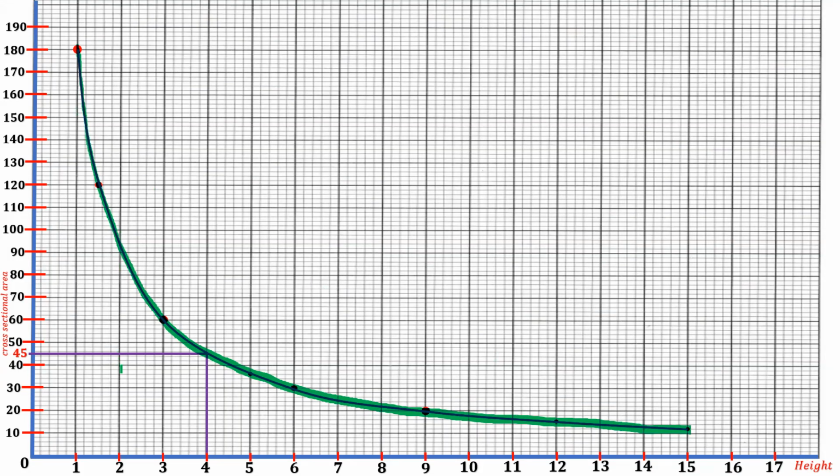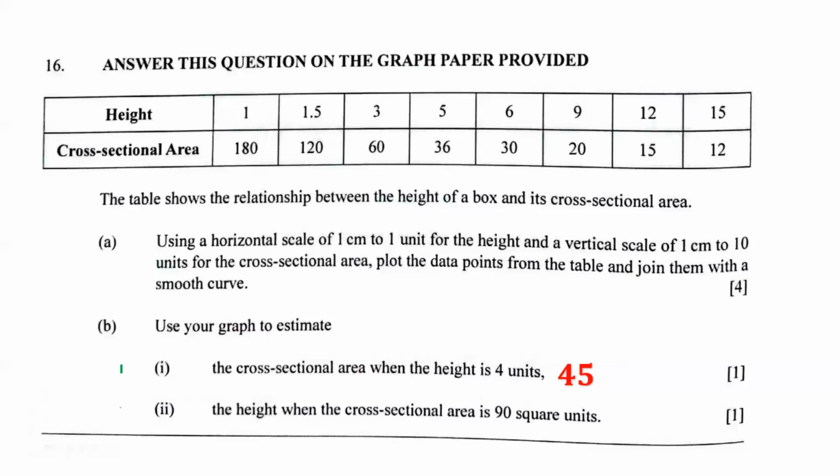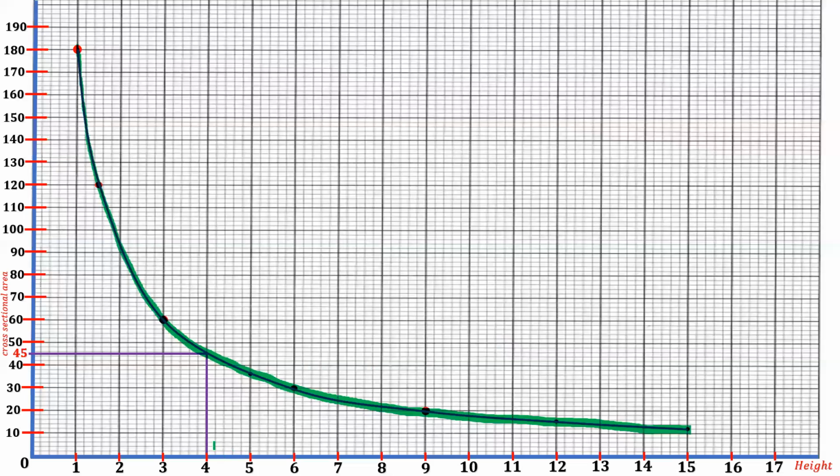Okay, so now we have to actually answer questions based on this. It says use your graph to estimate the cross-sectional area when the height is 4 units. So they're saying, what is the cross-sectional area? What is your y value when your height is 4? And right there, we can see it. If we go up, if the height is 4, then the y value is 45.